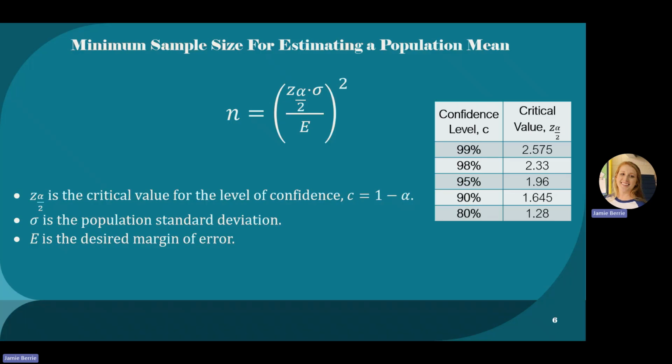Okay. All right. So last thing for this section is you might think this looks familiar. This is our minimum sample size for estimating a population. Whoops, there's a typo there. That's supposed to say proportion. Proportion. My bad.